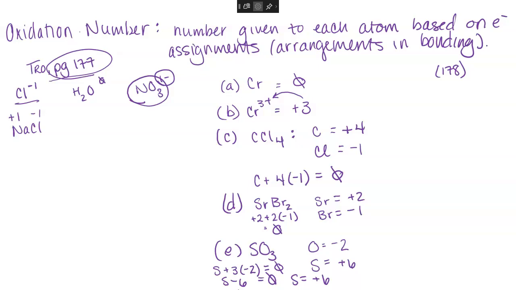Sound good? So why do we use oxidation states? It's a way for us to show how electrons are being rearranged or redistributed as things change their bonds. It's just a system for trying to organize that information and see how that might shift. It allows us to then identify the reduction and oxidation halves of a redox reaction. That's the 4.9.